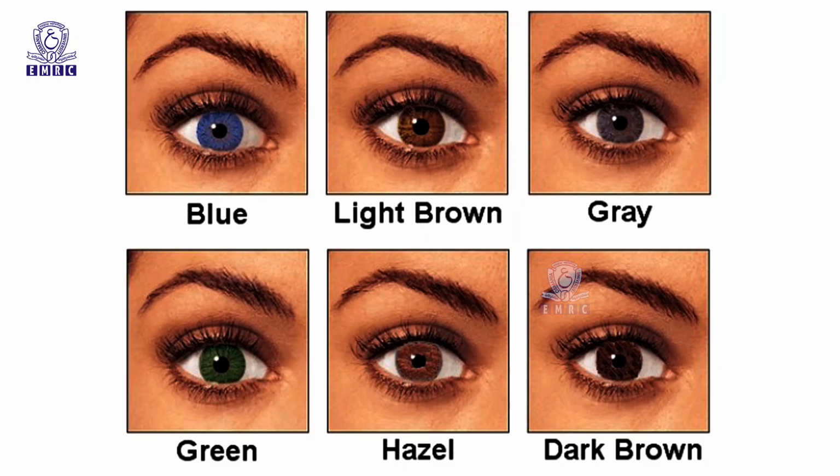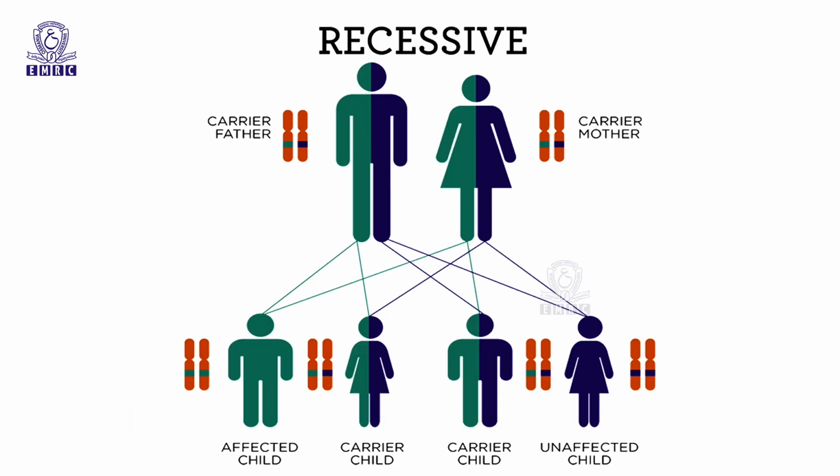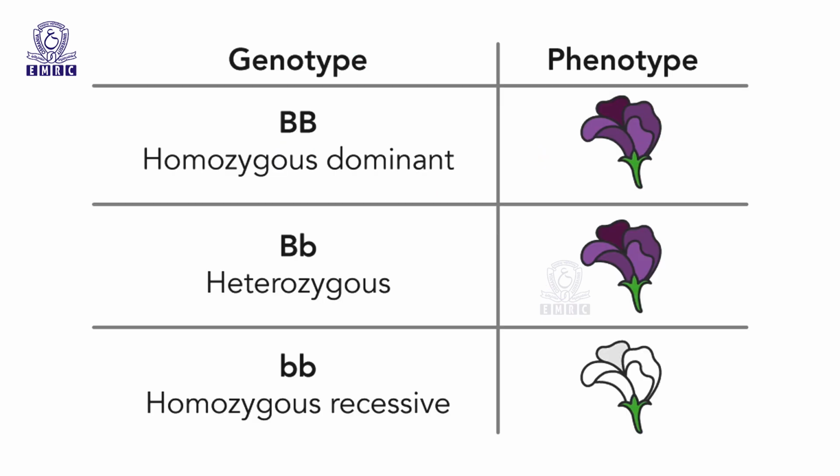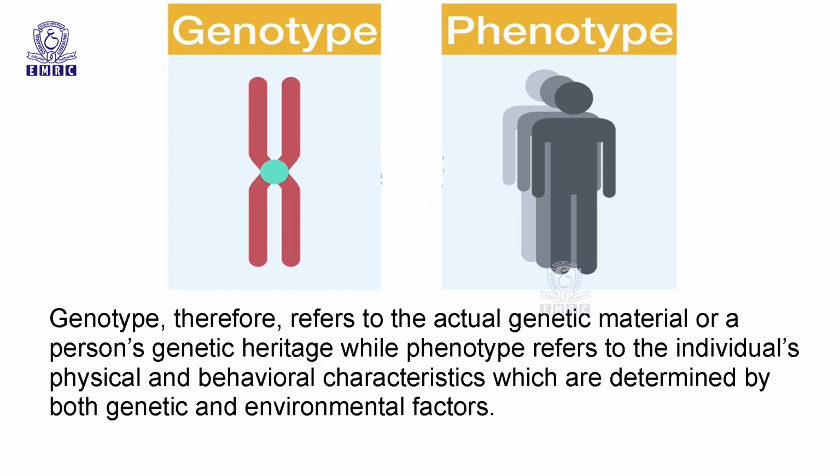The characteristics which show up and are displayed, for example eye color, are called phenotypes. The recessive gene does not show up as a trait unless paired with another gene just like it. The characteristics that are carried genetically as recessive genes but are not displayed are called genotypes. Genotype therefore refers to the actual genetic material or a person's genetic heritage, while phenotype refers to an individual's physical and behavioral characteristics, which are determined by both genetic and environmental factors.